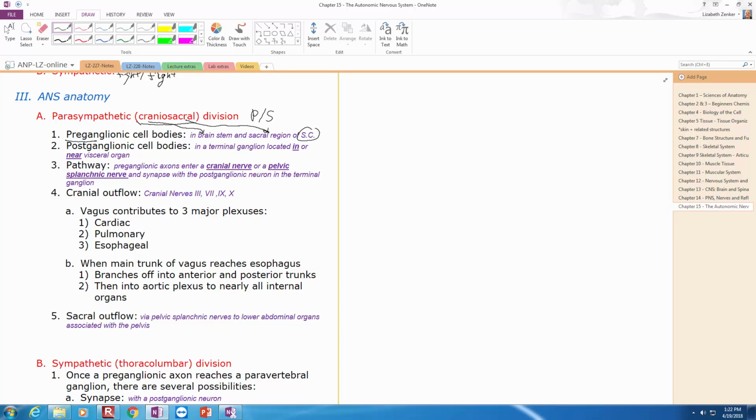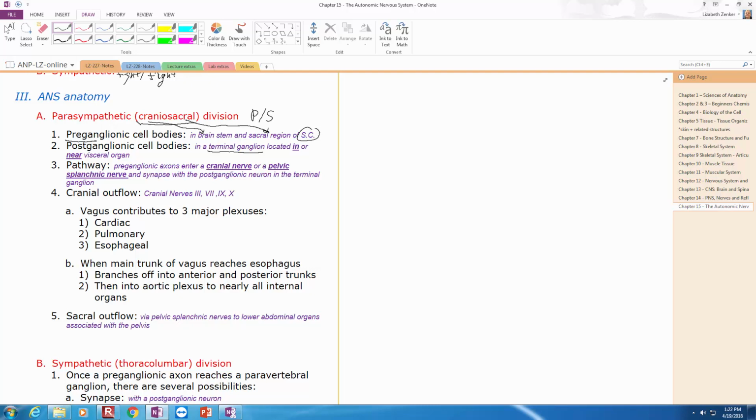So preganglionic cell body lives in the CNS. Postganglionic cell body, it says, is in the terminal ganglion. Do you guys know what terminal means? Kind of like the terminal branches. Where were the terminal branches located? At the end, right? Or you could think like Walking Dead, Terminus. Nobody wanted to stay there. That was the end of the line for some people.